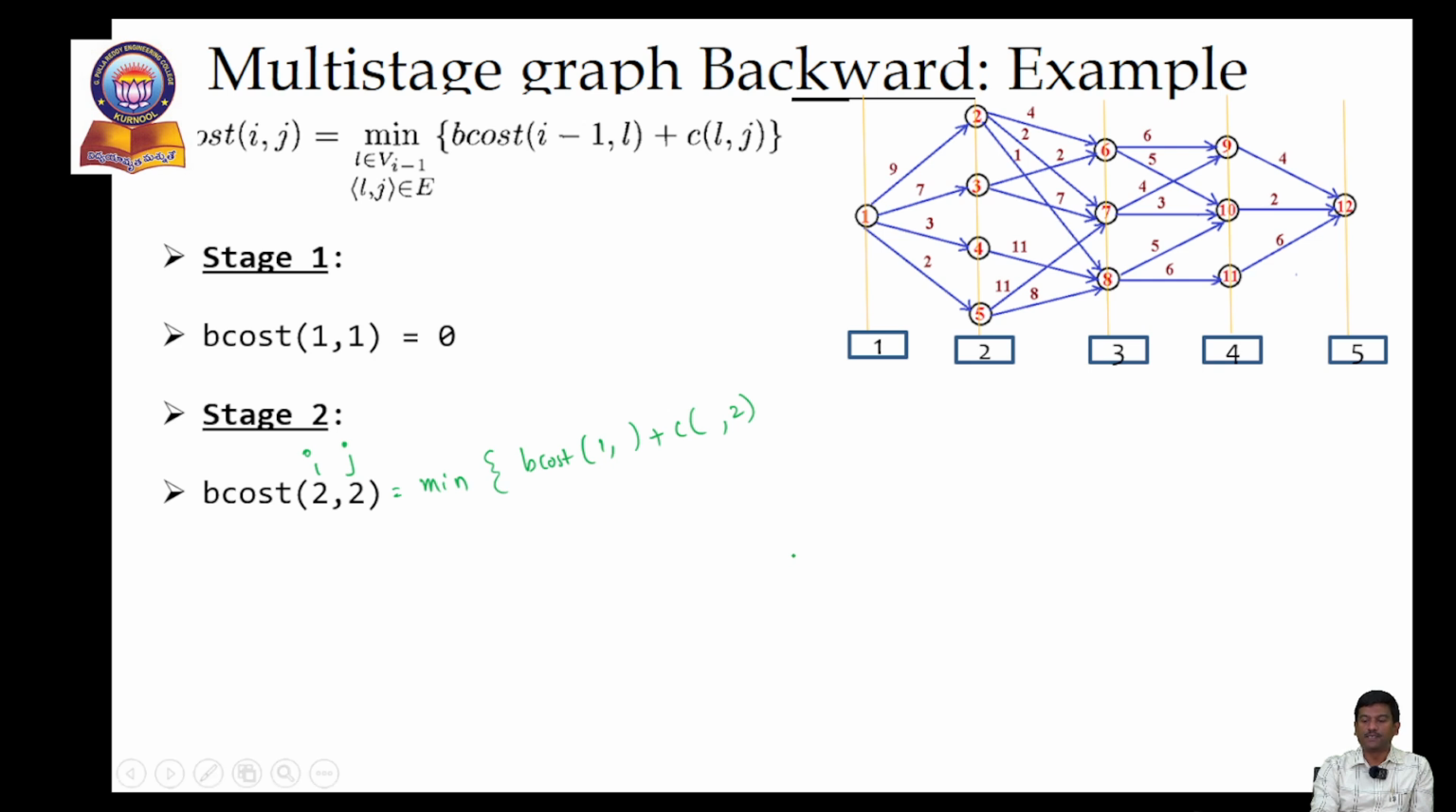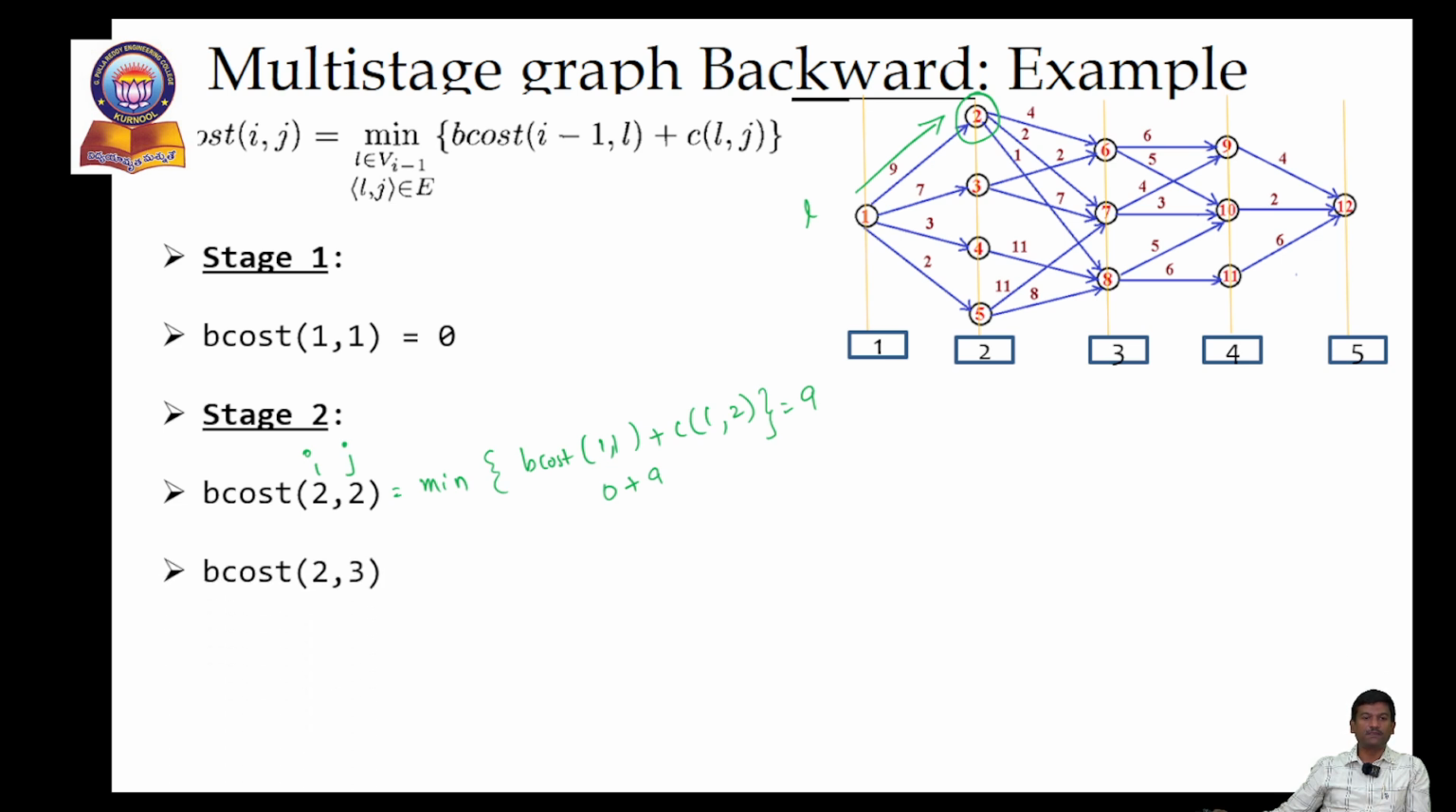So what this indicates is, here c of l comma j, where the j value is equal to 2. If you consider vertex 2, what are the edges connected to it? There is only one edge. From 1 we can reach 2, and that will be the value of l. That is, the l value will be equal to 1. You need to find bcost of 1 comma 1 plus c of 1 comma 2. Bcost of 1 comma 1 is already provided from the previous step, and from 1 to reach 2, the edge cost is equal to 9. So the value of bcost of 2 comma 2 will be equal to 9.